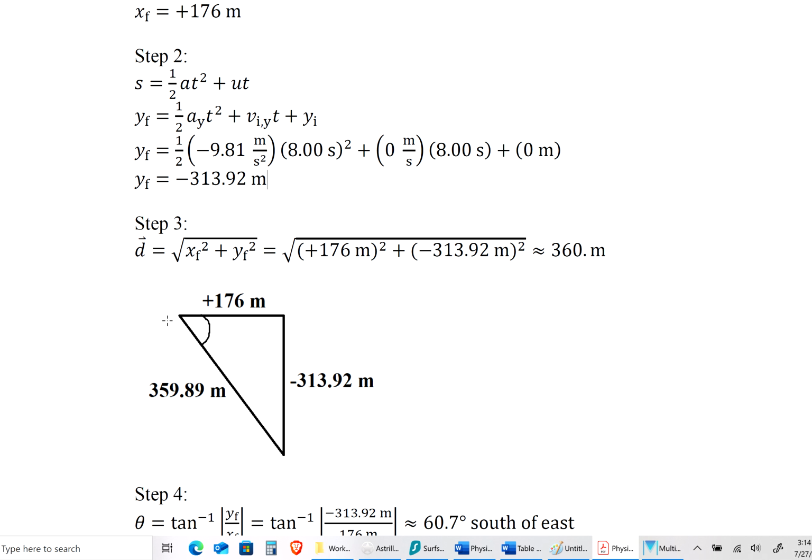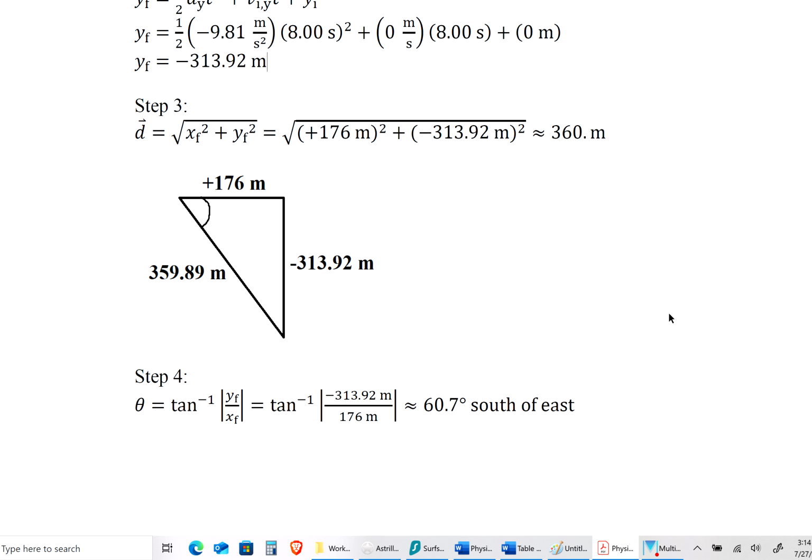Then we could draw this triangle to determine the hypotenuse. That's the magnitude. And we could use this equation to determine the direction. The direction is south of east because x final is positive and y final is negative.